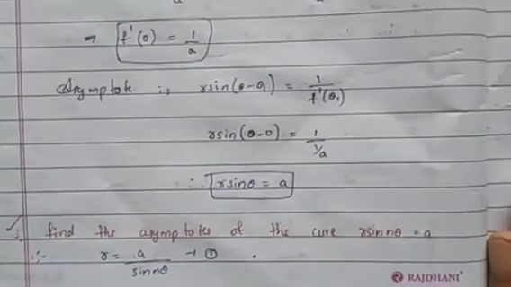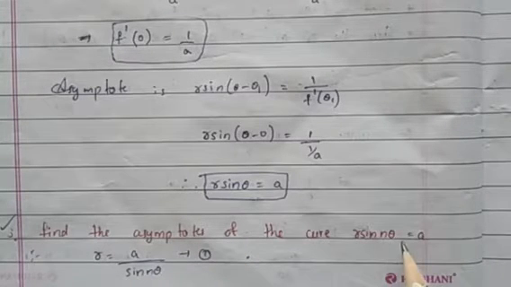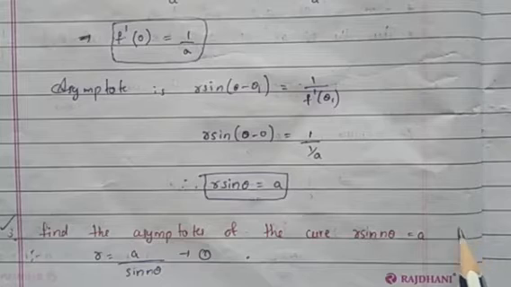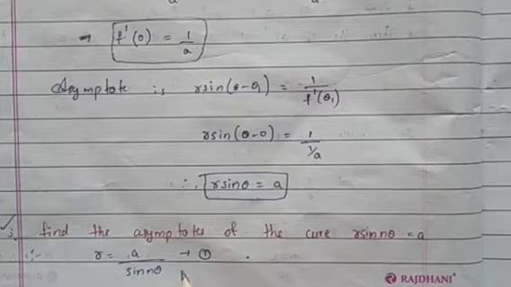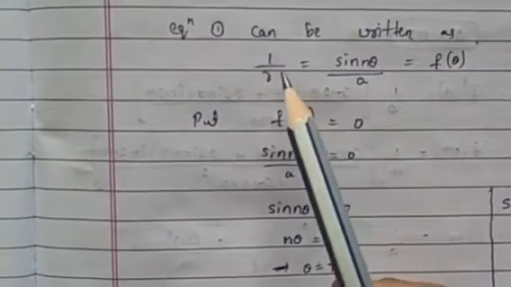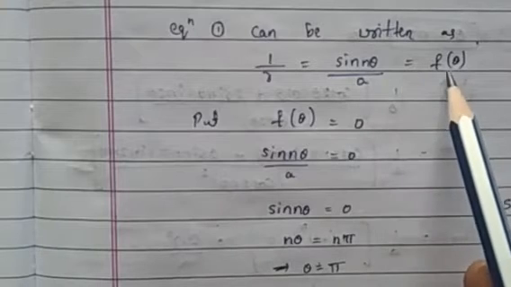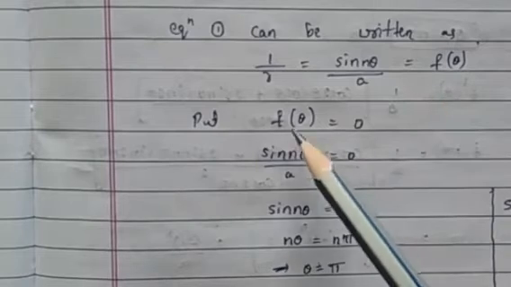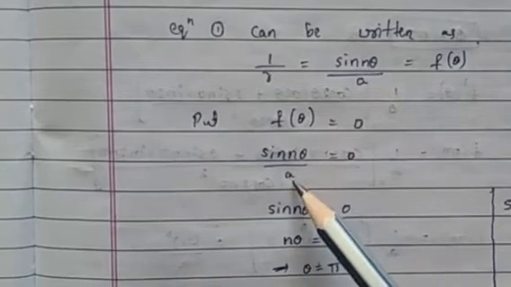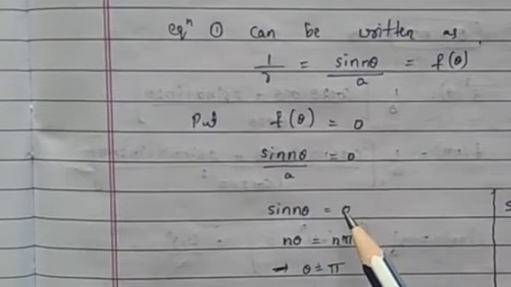The next problem is to find the asymptotes of the curve r sin n theta equal to a. This is the given curve. Then you take the reciprocal. You get 1 by r which is equal to sin n theta by a, which is f of theta. Put f of theta equal to 0. F of theta is sin n theta by a which is equal to 0. You get sin n theta equal to 0.